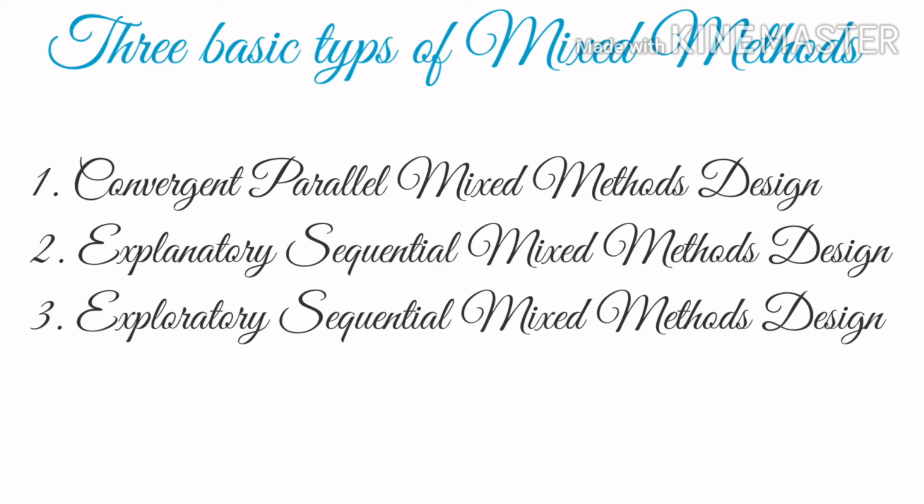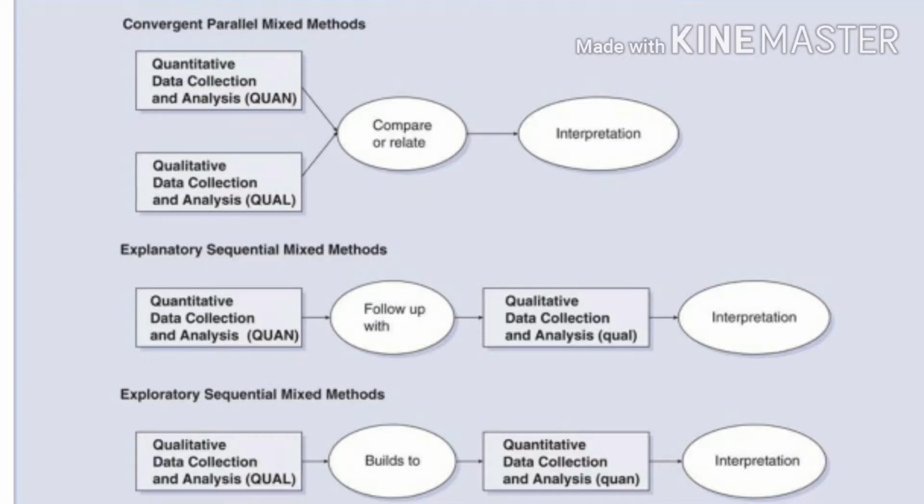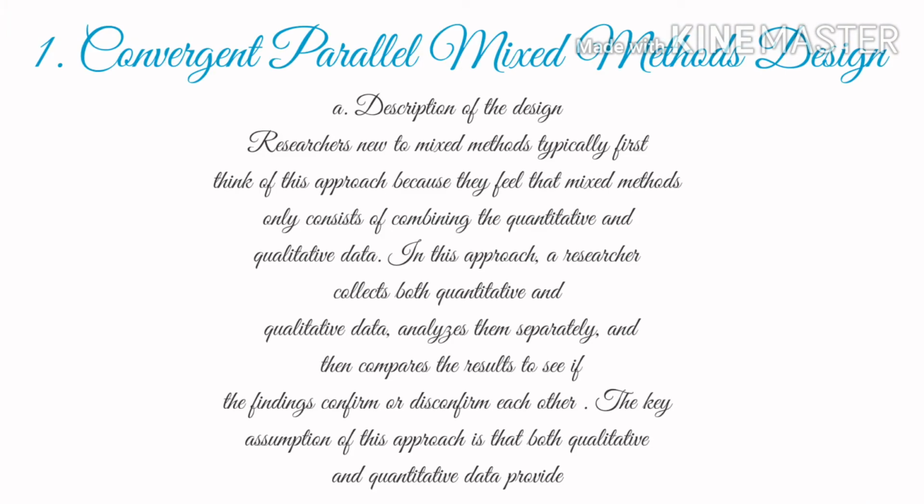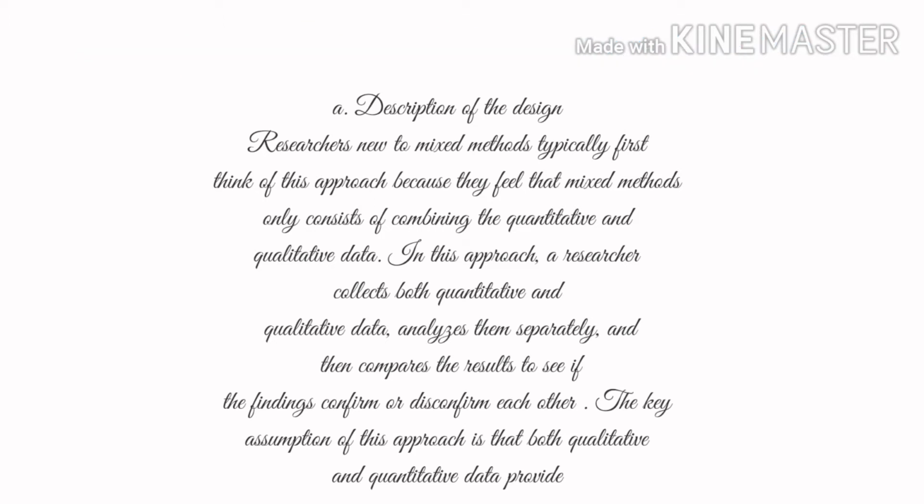First, convergent parallel mixed methods design. A. Description of the design. Researchers new to mixed methods typically first think of this approach because they feel that mixed methods only consists of combining the quantitative and qualitative data. In this approach, a researcher collects both quantitative and qualitative data, analyzes them separately, and then compares the results to see if the findings confirm or disconfirm each other.